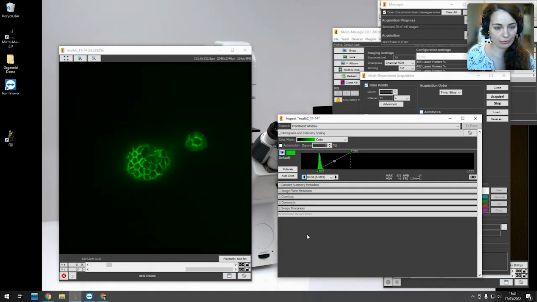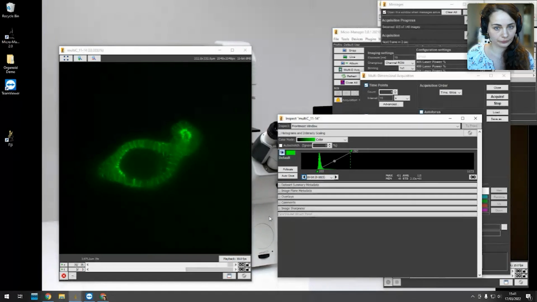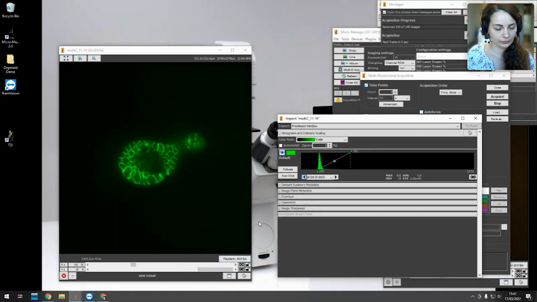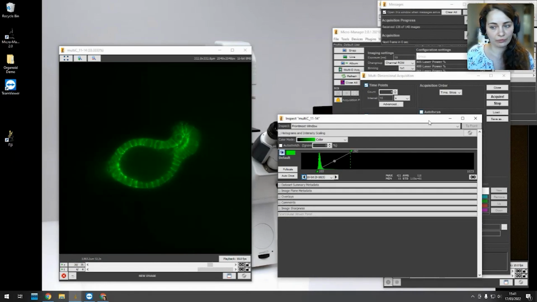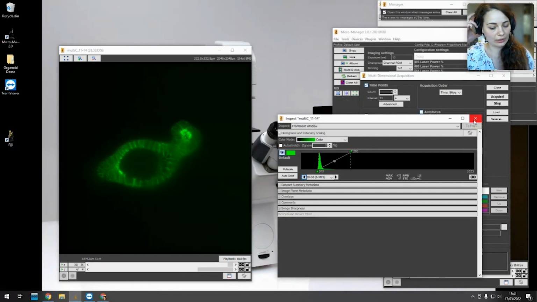So what we can see now, we are imaging every 15 seconds to capture all the important events we want to see. Today, I'm using a 40x oil objective for organoid imaging. Because of their density, it's really important to try to prevent the refractive index mismatch.